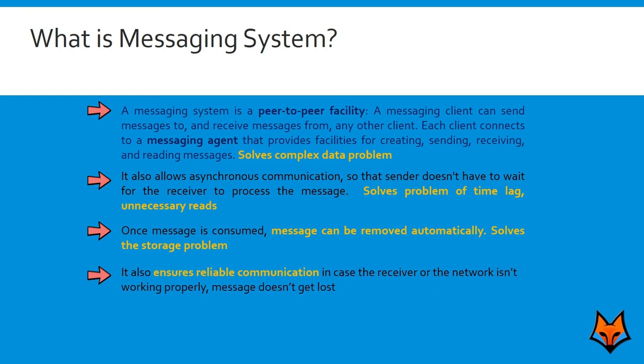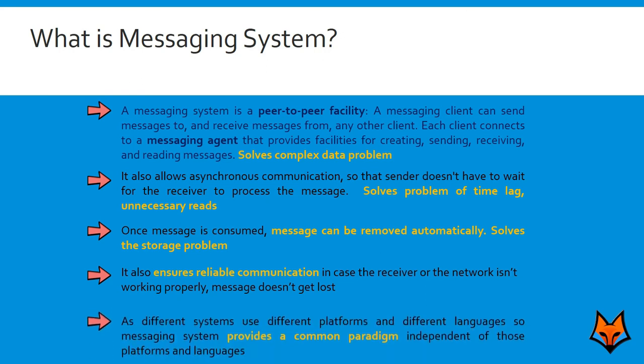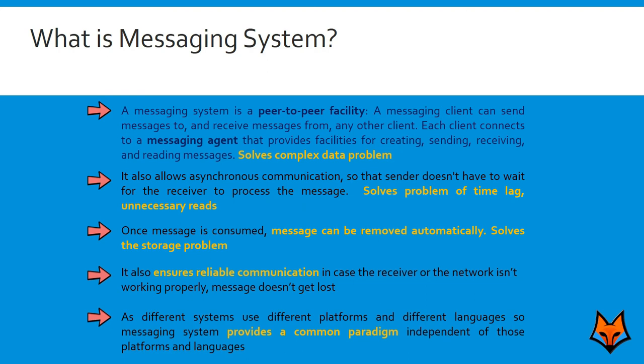It also ensures reliable communication. So now your message doesn't get lost because of network failures. As we have different systems, and those systems use different languages, the messaging system provides a common paradigm independent of those platforms and languages. So it's a common framework by which we can make a system which is very much reliable and will solve those problems that we have discussed.